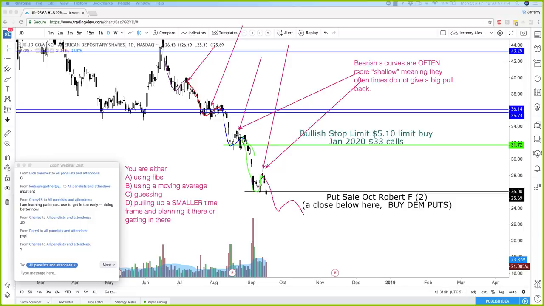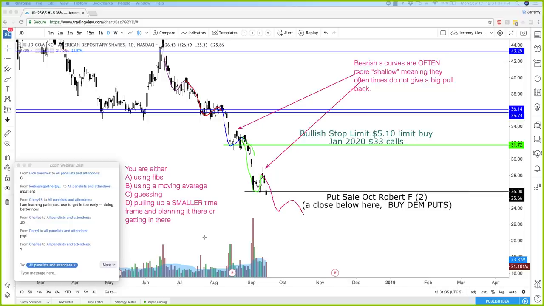So let me do this. What I'm going to do is go through each one of these, each A to D, and talk about how you would have known where the S curve is going to pull back to, because bearish S curves are often more shallow. So you're going to play those a little bit more aggressive, meaning it won't pull back quite as far. So I'll pull these back over here. All right, I'll leave this up. So we're gonna use fibs, moving averages, guessing, or pulling up a smaller time frame. That's what we're gonna kind of walk through, each one of those.